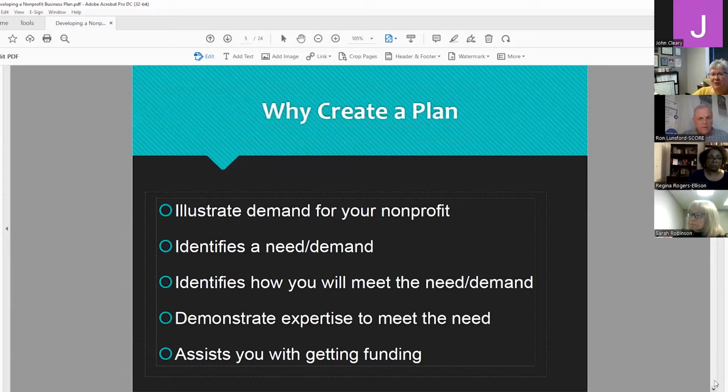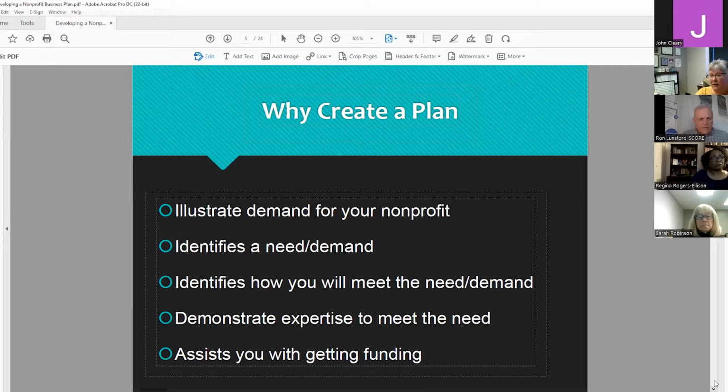All right, so other reasons to create a business plan. Of course, it illustrates the demand for your nonprofit organization and the programs and services that you're providing, and the fact that there are not hundreds of other people doing exactly what you're doing. It identifies the need or the demand for the people you're going to serve, or for the product or service you're going to provide. Your business plan will be able to do that.